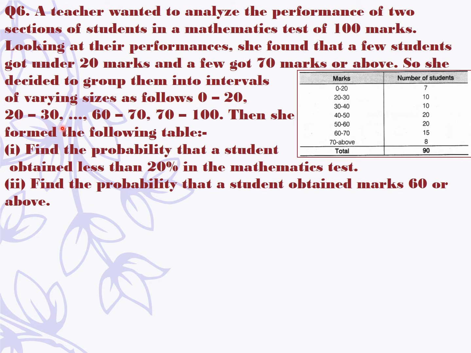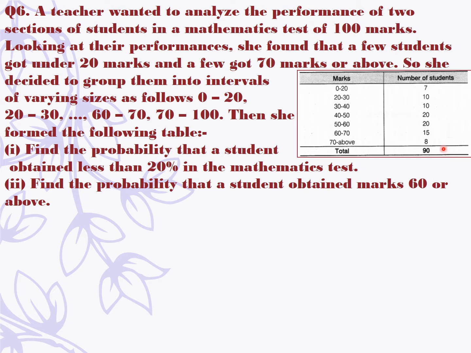20 to 30, 30 to 40, 60 to 70, 70 to 100. Then she formed the following table. So in this tabulated form, we can see that the marks have been marked in ranges or intervals and the number of students have been noted down.